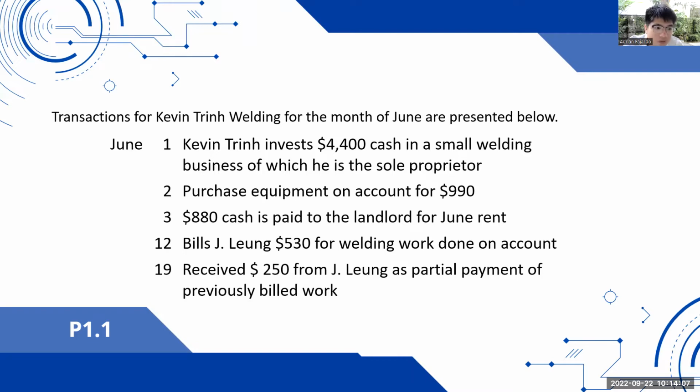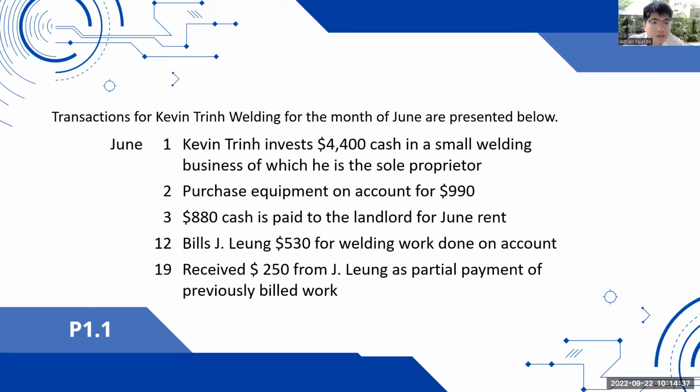So for this, let's revisit our Kevin Trin Welding Company. So basically, as a refresher, for Kevin Trin, in chapter 2, right, he's a welding company. And then for the month of June, they had 5 transactions, right? And in chapter 2, so spoiler, basically in financial accounting, what we really care about is accrual basis. And then cash basis, it's not under generally accepted accounting principles.